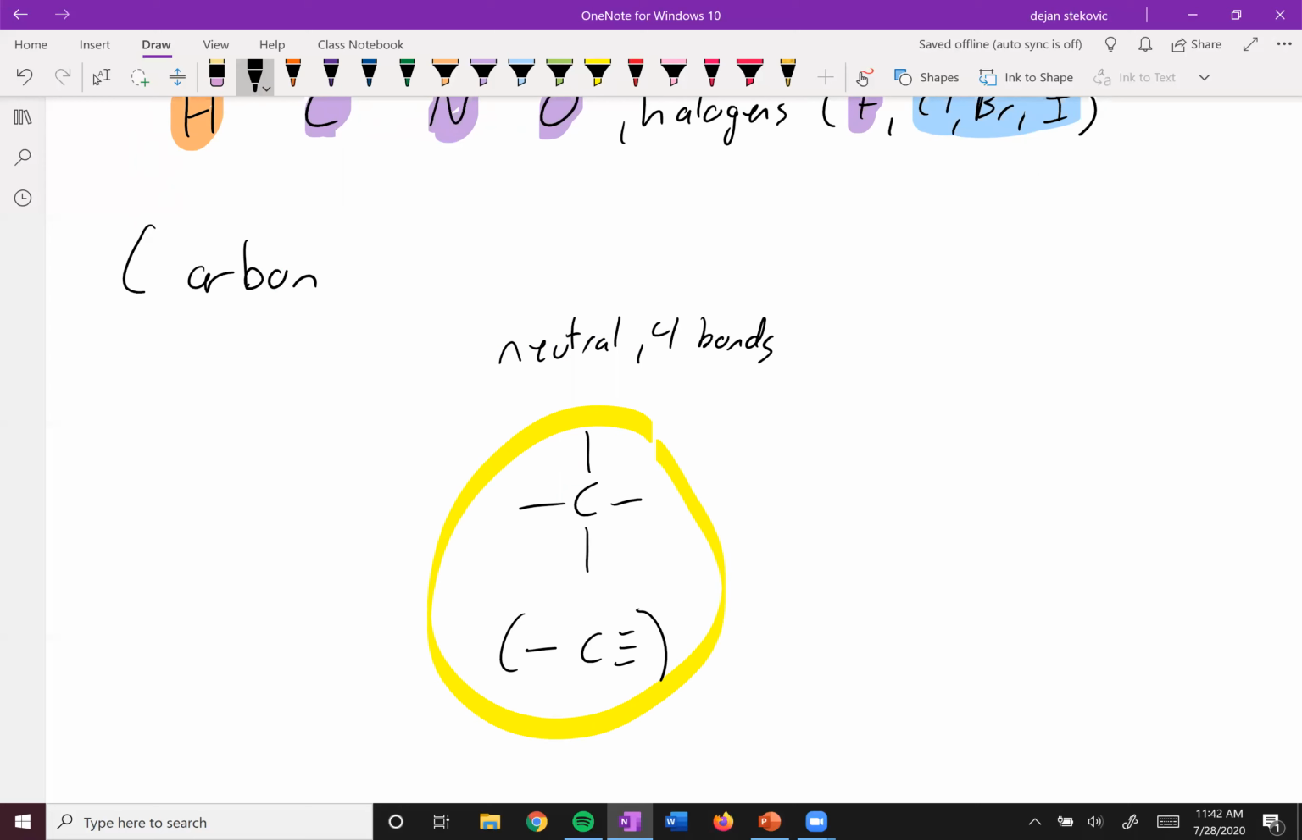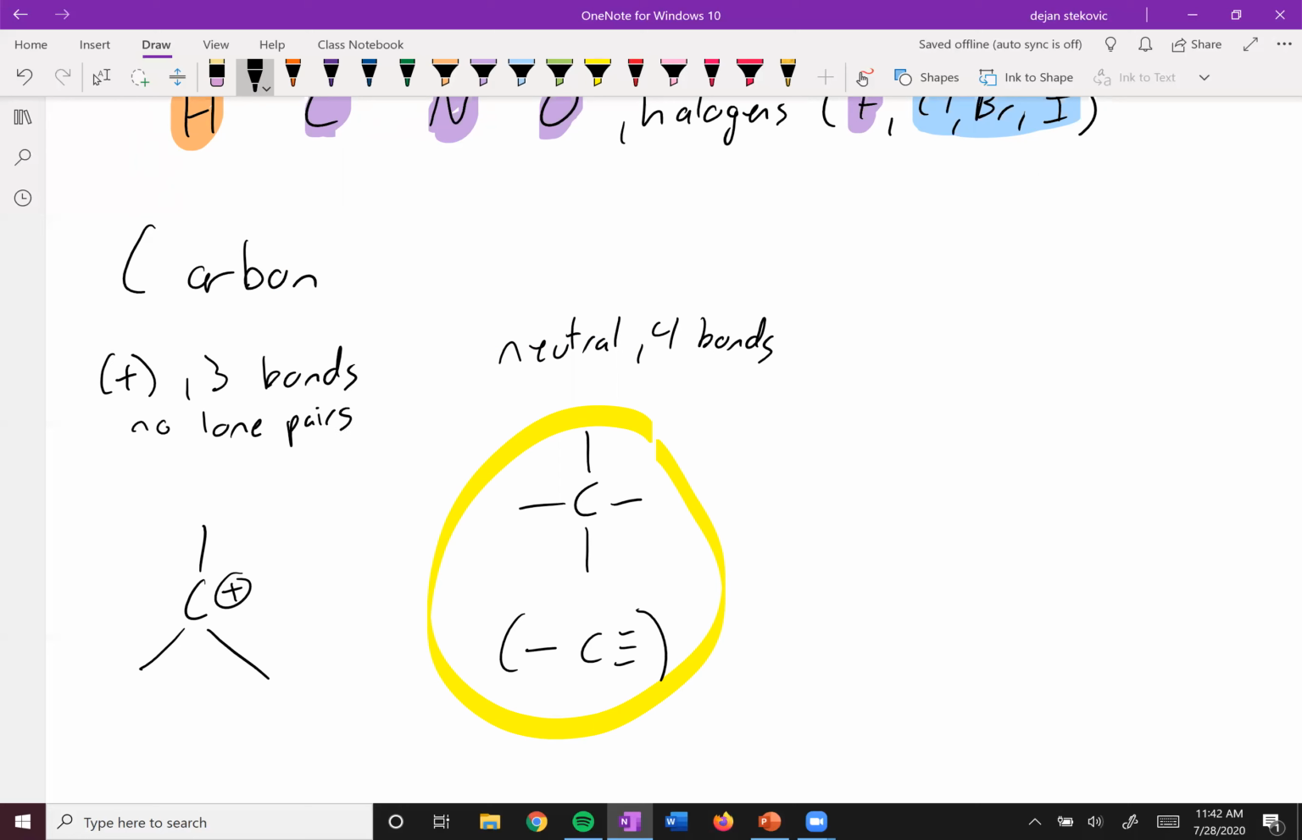But there are other ways we can have carbon. Another way is for it to be positive and then only have 3 bonds. And so if you think about carbon having a positive formal charge and 3 bonds, it has no lone pairs.